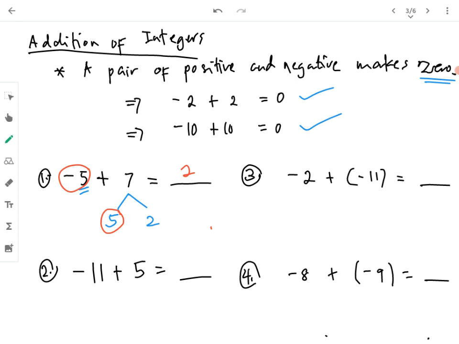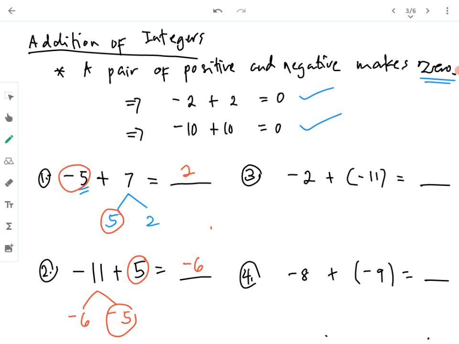Negative 11 plus 5. We can split negative 11, with respect to 5, as negative 5 and negative 6. So 5 and negative 5 make 0. The answer is negative 6. Negative 11 plus 5 is negative 6.